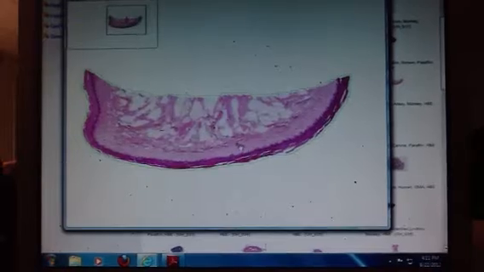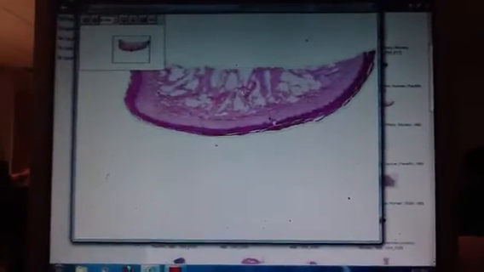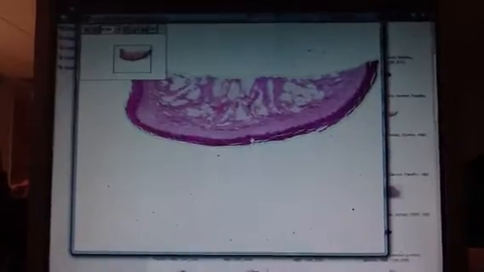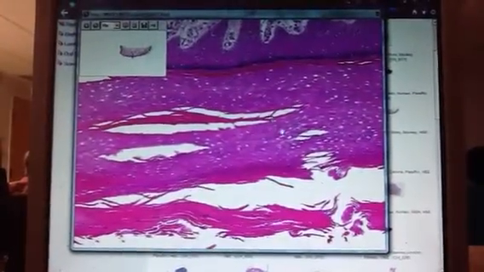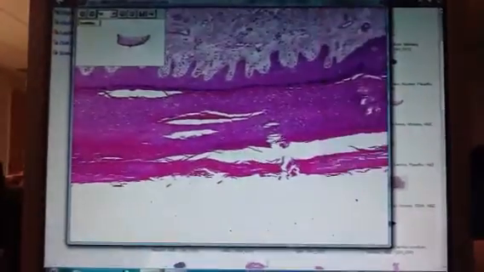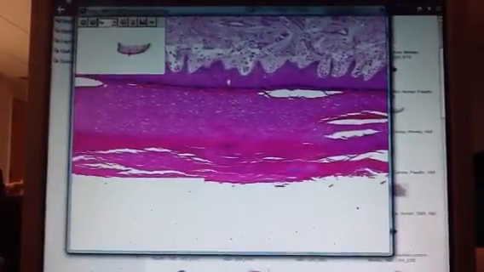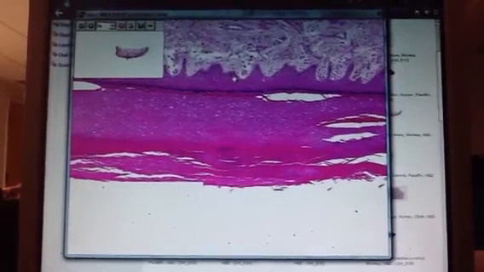Okay, if I look at this one, start over here. Okay, when I look at this tissue, keep paying attention to me so we get you through here.